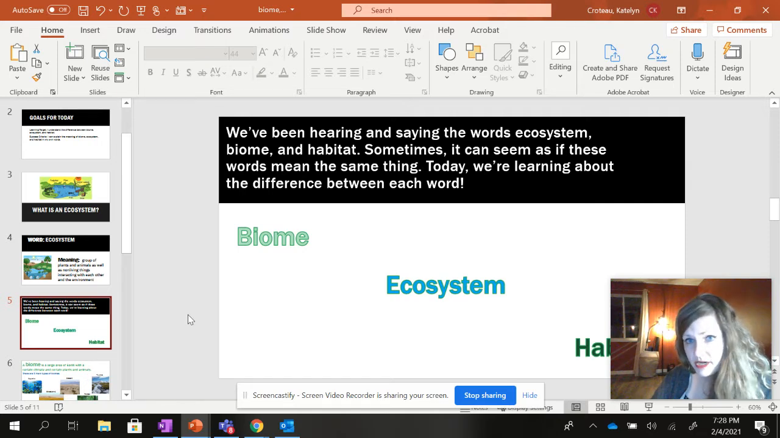Ooh, so we have been hearing and saying the words ecosystem, biome, and habitat before, and sometimes it feels like they all mean the same thing. They actually don't. They are not the same. They are three separate things: biome, ecosystem, and habitat. They are not synonyms, okay? They're similar, yeah, but they're not the same.